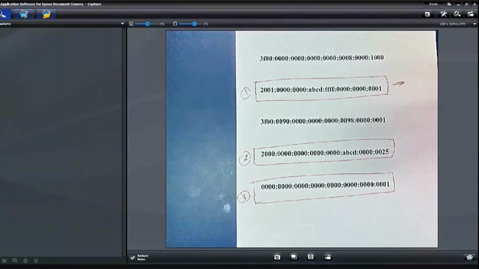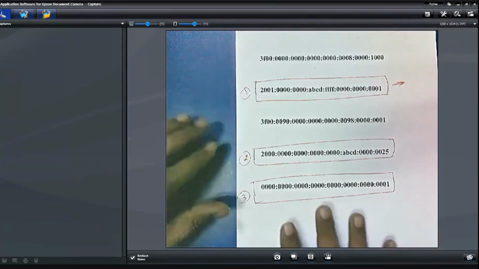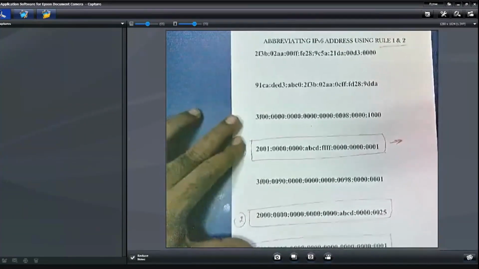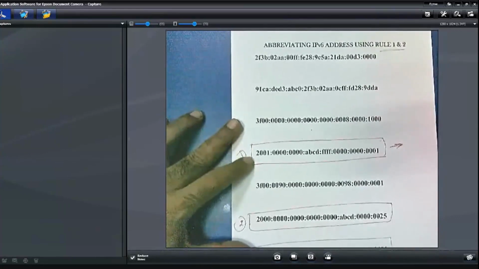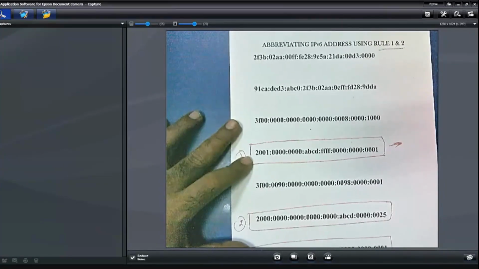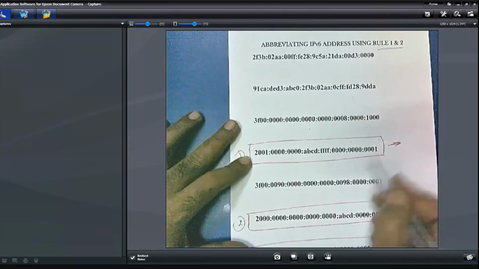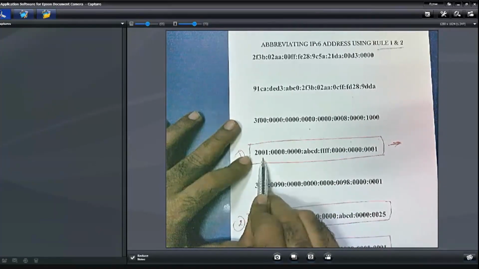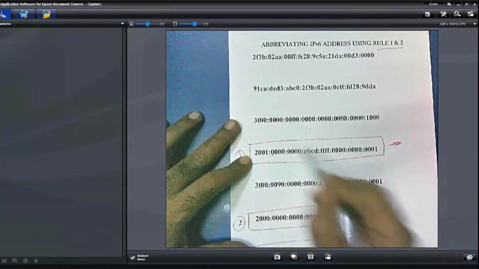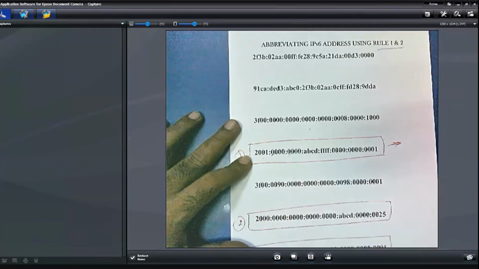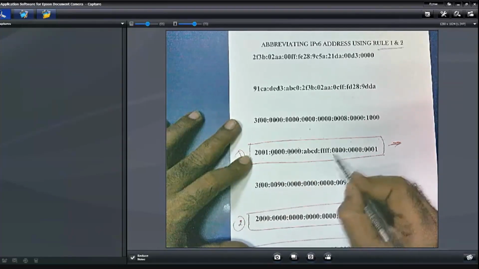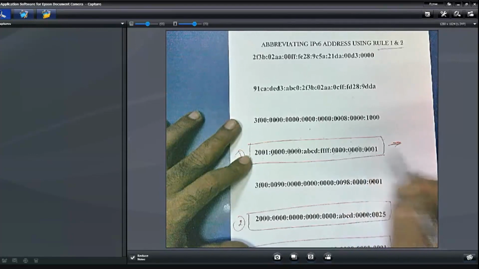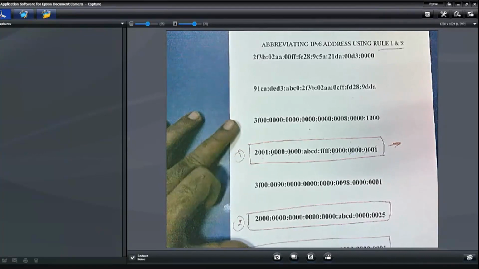Okay, shall I give the answer for the first? I'm giving the answer for the first. Then we'll go to the second. Okay, all of you listen. First thing, in these types of problems, leading zeros, please remove. That is rule number 1. Here there is no leading zero. Here leading zero is available. Here leading zero is available. Then here leading zero, here leading zero, and this is also leading zero. This is step number 1. Then continuous zeros you have to remove.